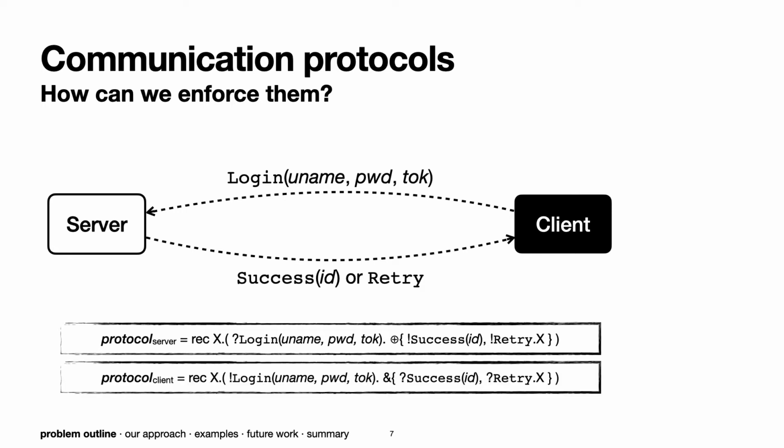This is the client side of the protocol, which is the dual of that of the server. Basically, it states the opposite behavior of the server. Where the server receives a login request, the client sends a login request. And similarly, when the server sends success or retry, the client can either receive success or retry. Through this formalization, we can reason about the behavior of the two parties.